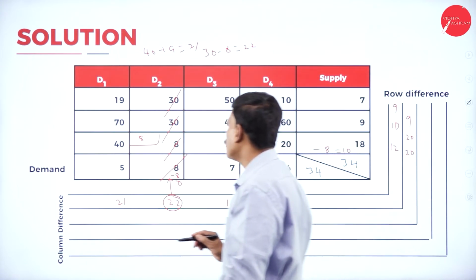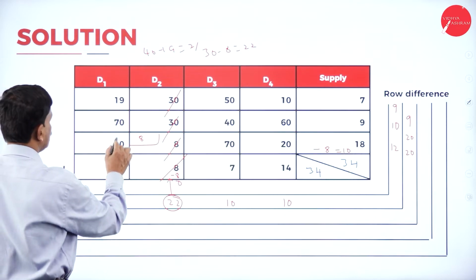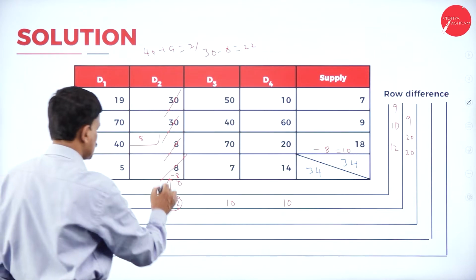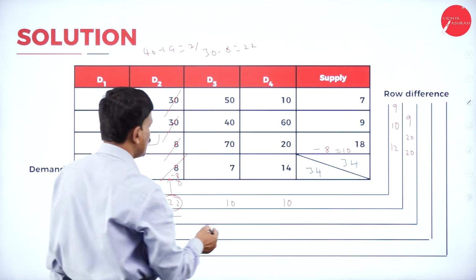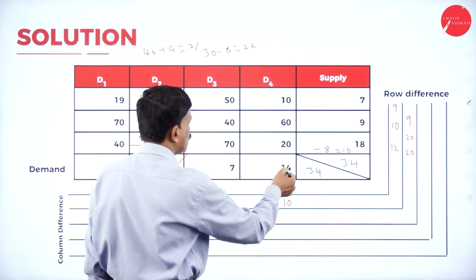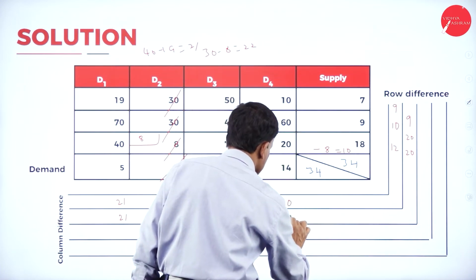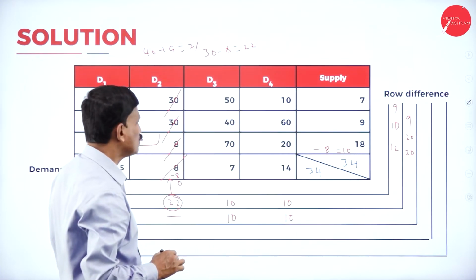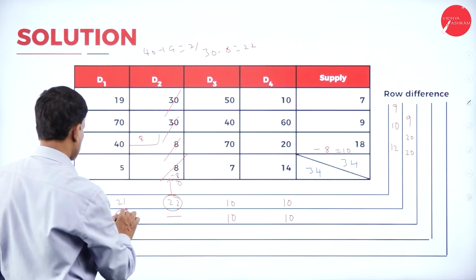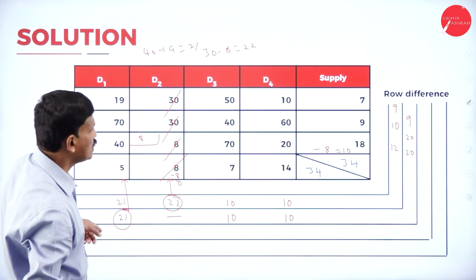Now come to the column difference. In the first column, the least is 19. Next is 40. 40 minus 19 is 21. As usual, this is 21. This is deleted. We can drop this. And here 40 and 50, the difference is 10. Here also 20 and 10, the difference is 10. So what is the maximum value? Here the maximum value is 21, which corresponds to D1. So the maximum penalty is 21.